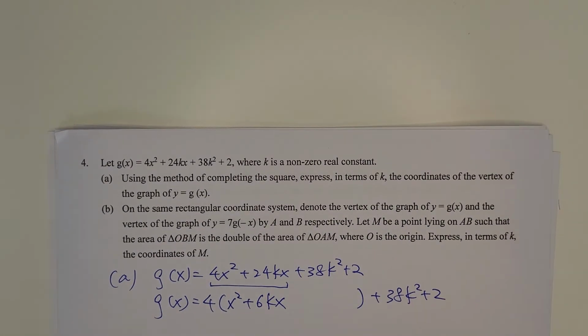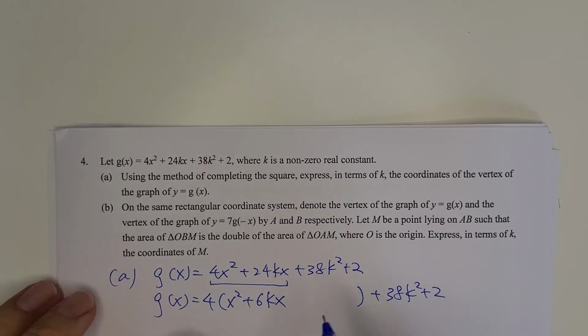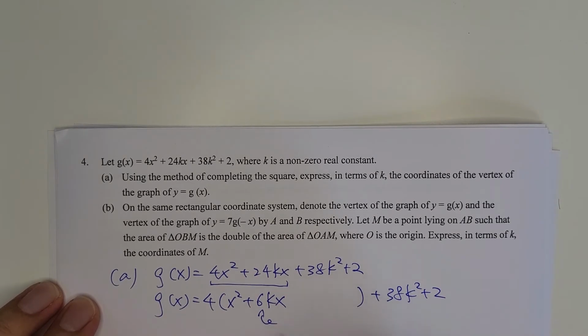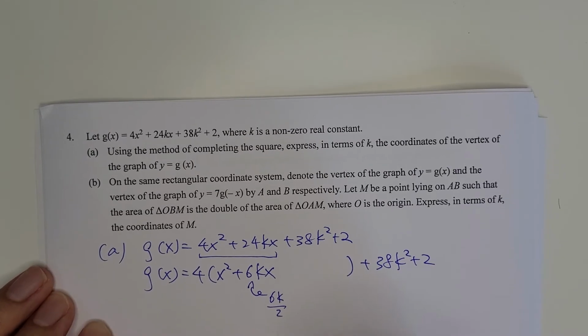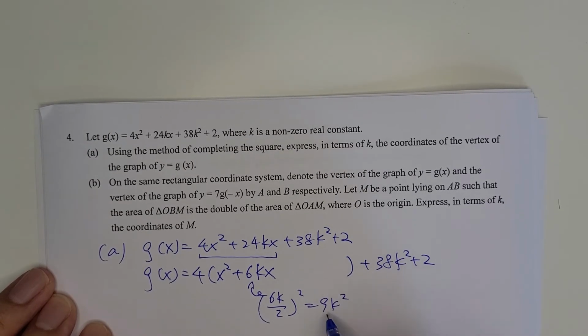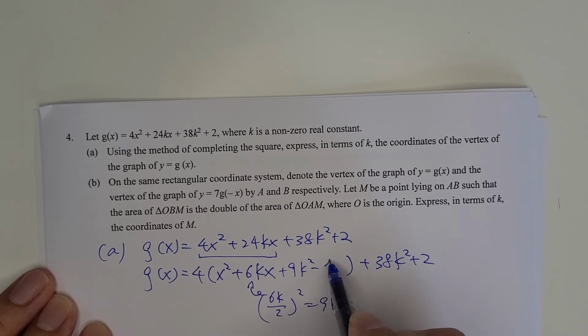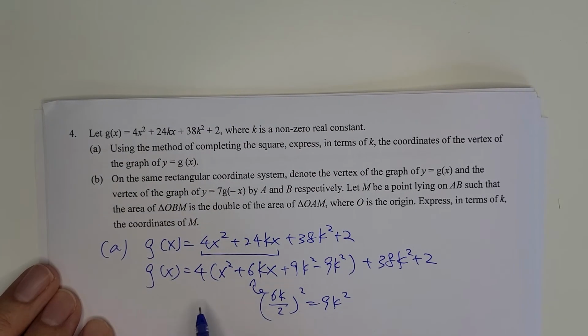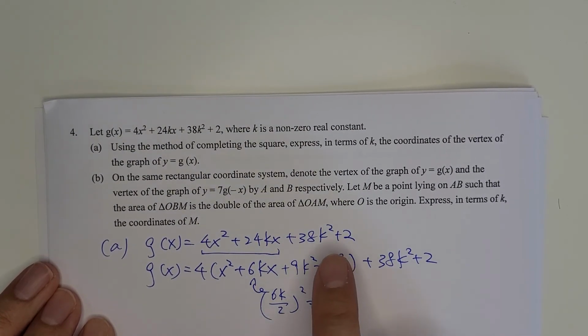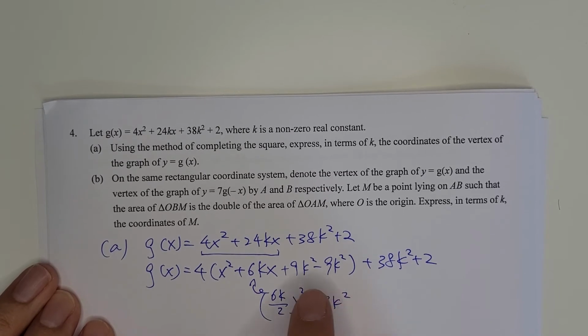So what we can do, we should consider 6k divided by 2 first, and then bracket square, that is 9k squared. That means you need to plus 9k all square, and then minus 9k all square inside the bracket. You cannot just originally add 9k square, right? You need to minus 9k square to cancel the effect.